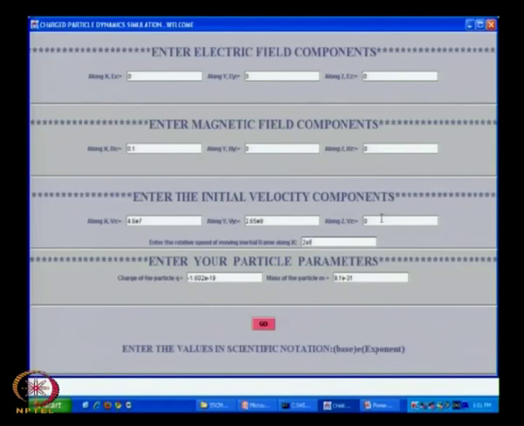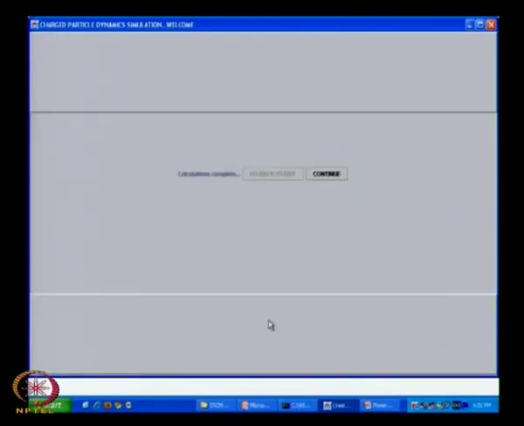Enter your particle parameters. So this is an electron. This is the charge of the particle: minus 1.6 into 10 to the minus 19 coulombs. And next is the mass of the electron, that's 9.1 into 10 to the minus 31 kilograms.